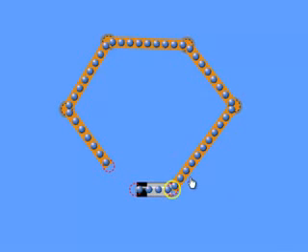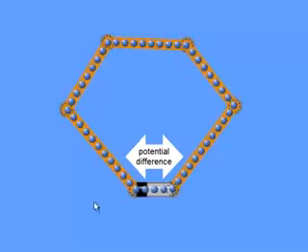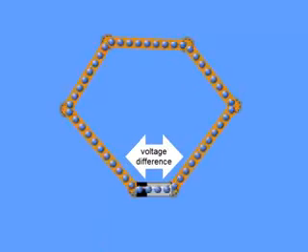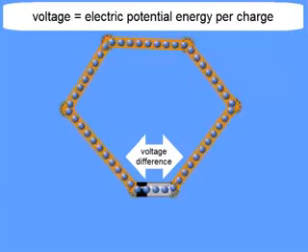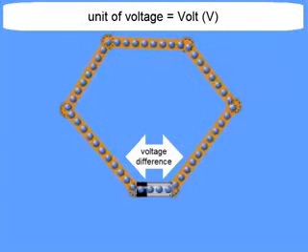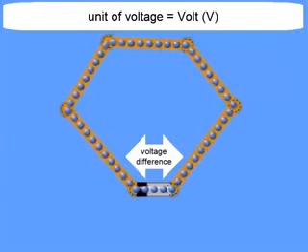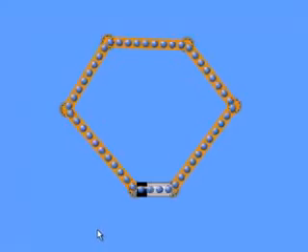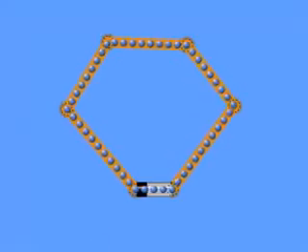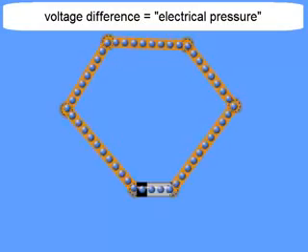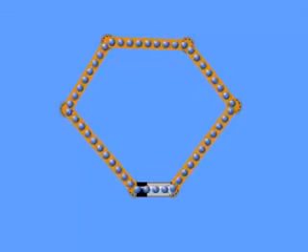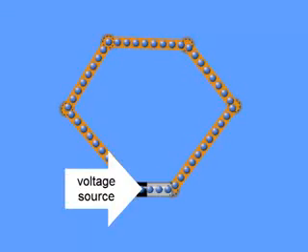Charges won't flow unless there is a potential difference, also known as a voltage difference. Voltage is related to potential energy. It's the electric potential energy per charge. The unit of voltage is the volt, abbreviated with a capital V. Electrical engineers and electricians often think of a voltage difference as an electrical pressure that pushes charge through a circuit. Something that provides a voltage difference is known as a voltage source.